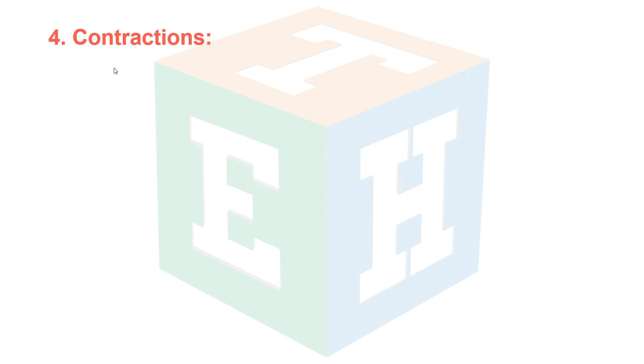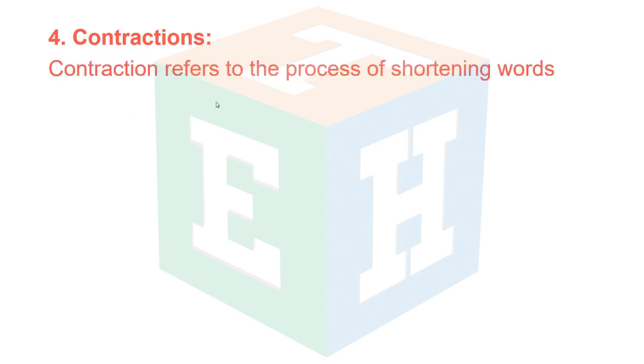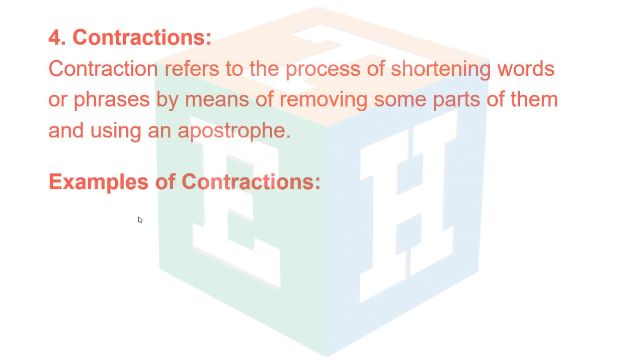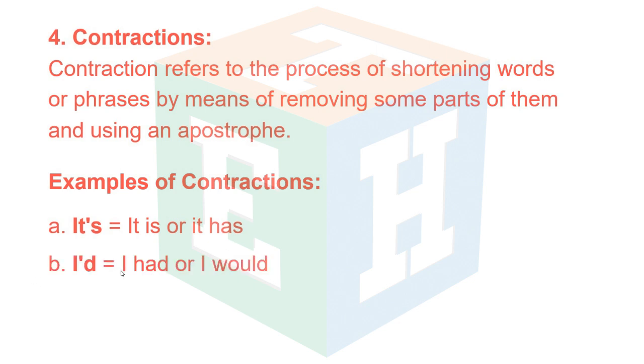Number 4, contractions. Contraction refers to the process of shortening words or phrases by means of removing some parts of them and using an apostrophe. Examples of contractions: A. It's, which means it is or it has. B. I'd, which means I had or I would. C. Don't, which means do not.